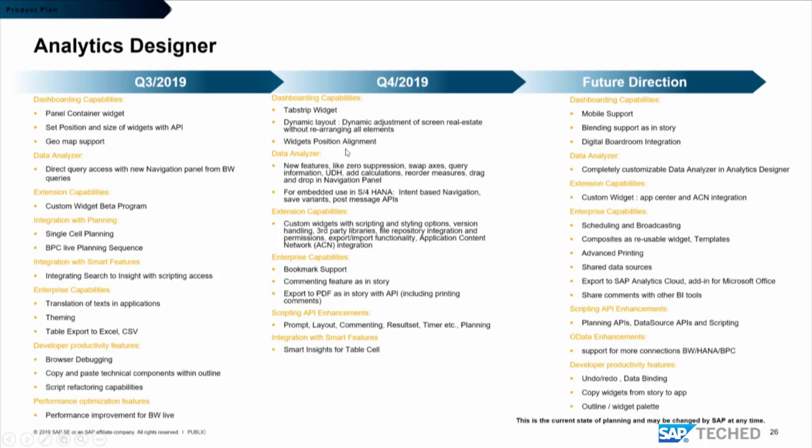Under Q4, we are further planning the tab strip widget, more flexible layouting capabilities, and in design time, you can align your widgets: align left, align right, align top, and align bottom. We are also going to further enhance the data analyzer capabilities, extension capabilities, and the bookmark support that you already have seen in my demo, and the commenting, and also export to PDF, and different APIs that will enable you to implement the interactions.